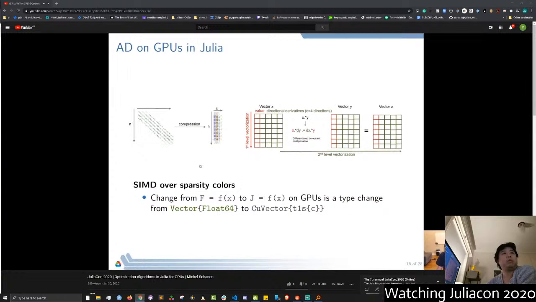So using that, we get a natural SIMD parallelization on the GPU. So a vector that has only values now has also elements for each color or each direction that you compute, and we just can evaluate the Jacobian in one go by creating a type that has a T1S type with C directions in the type. So computing the Jacobian is just a matter really of a type change.